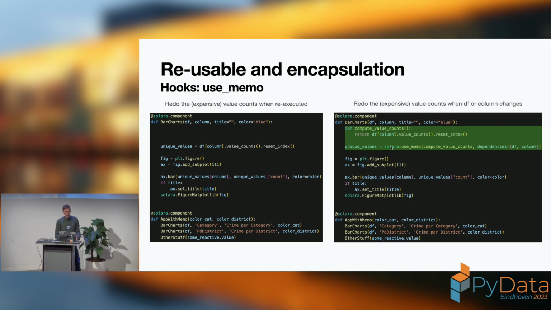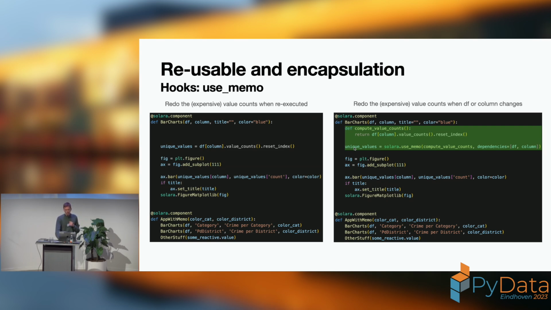That comes from the ReactJS API. We adopted the same API, this use_memo. So what you can say is, I want this function to be executed if one of these dependencies change. And now it will only re-execute if you change the column, not the color. So you see there's actually a lifetime associated to this function. When it re-executes, it actually has memory of the previous execution.